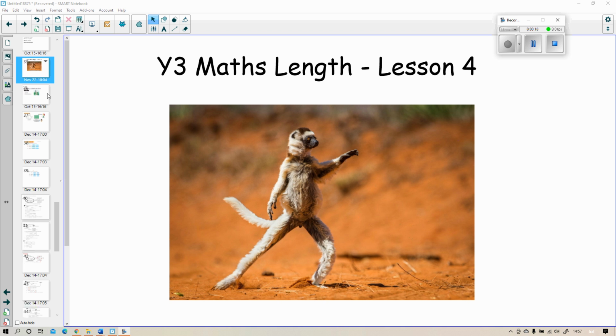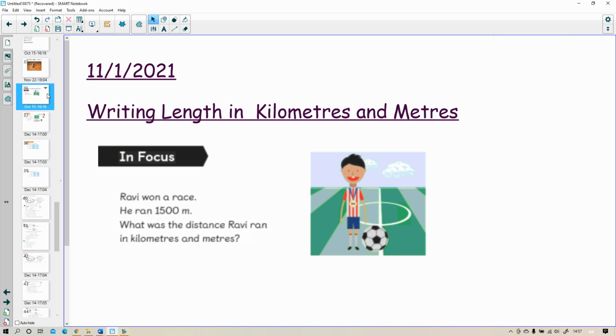Okay, let's get started. Here is our in focus. We have Ravi here in his football kit on his football pitch. And we are told Ravi won a race. He ran 1,500 meters. What was the distance Ravi ran in kilometers and meters?